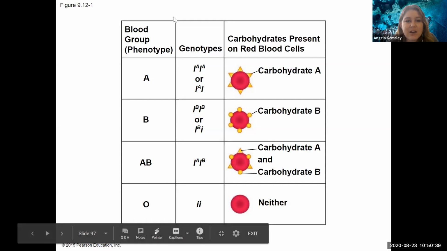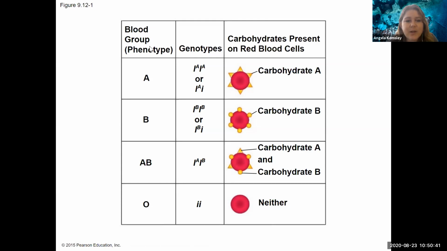So if we take a look at our phenotype here for blood group A, our genotype could be either I^A I^A or I^A i, because O is recessive. If you have an A and an O, the A is going to show because it's dominant over O. So blood group A has a genotype of either AA or AO. For blood type B, the genotype is either BB or BO.